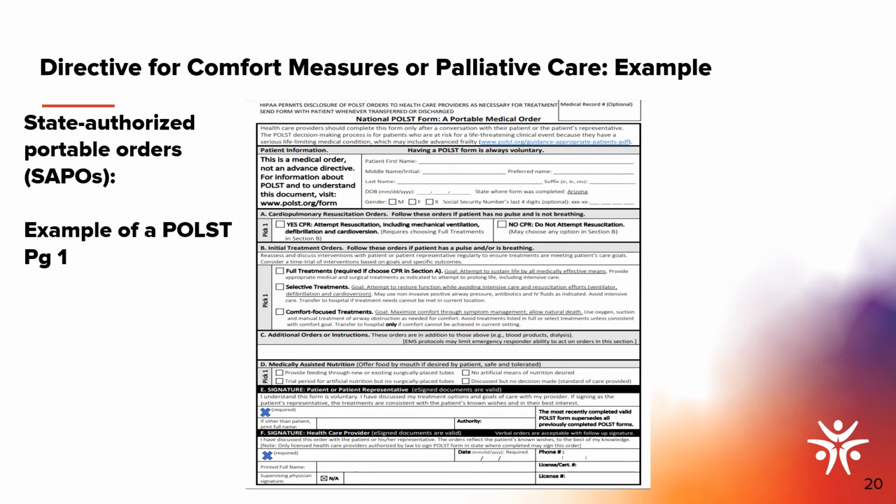This is an example of a national POLST form, a portable medical order. In section B, you will see that there is a selection, comfort-focused treatments. The goal is maximizing the comfort through symptom management, allowing a natural death. This form needs to be filled out by the patient advocate, and also the physician.